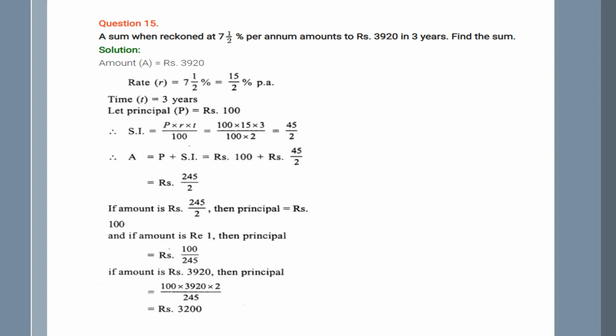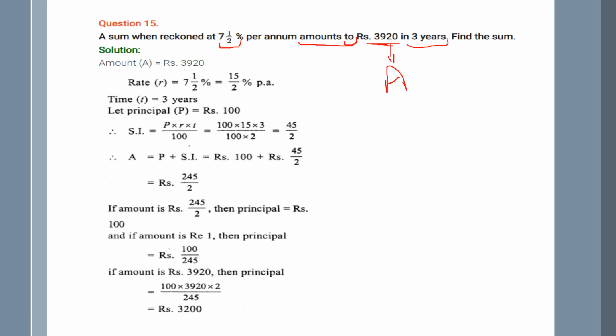Next question, question number 15. Very simple. A rate is given to you when sum is reckoned per annum, amount 2 rupees. Whenever there is "amounts to", the number which is given after "to" will be considered as the amount. And time is 3 years. Rate is given to you. You have to find the sum.